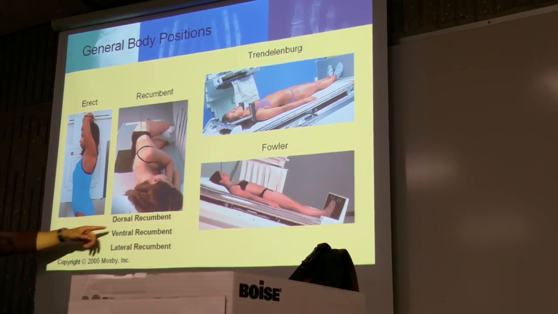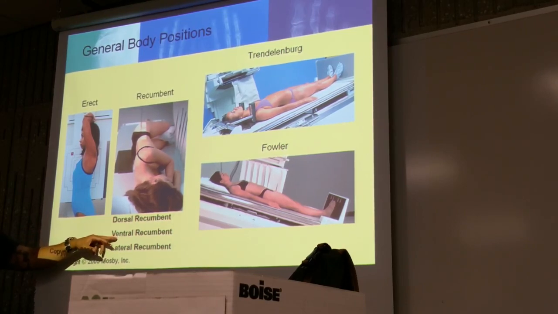Dorsal recumbent is, again, just fancy words. Dorsal recumbent is the same thing as what? On your back. Is it supine or prone? Supine. So dorsal recumbent is supine. Ventral recumbent is prone, face down.